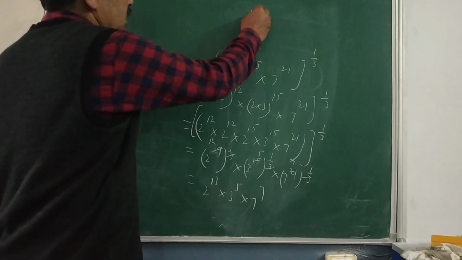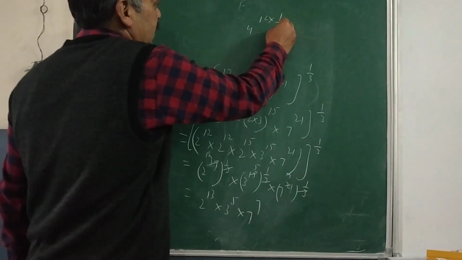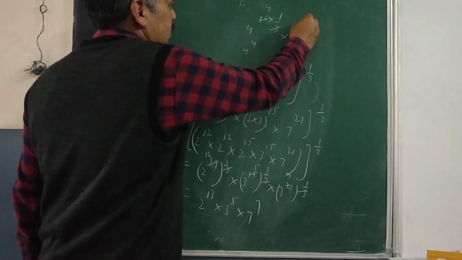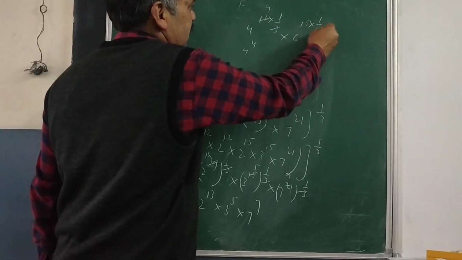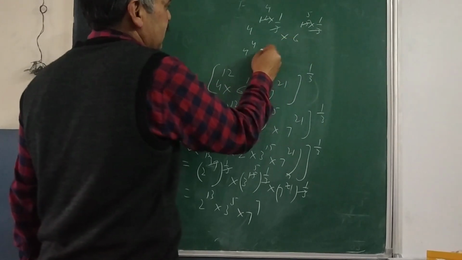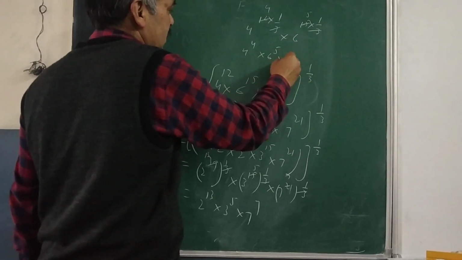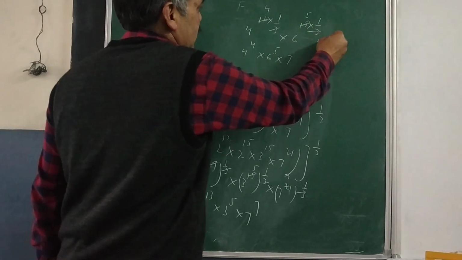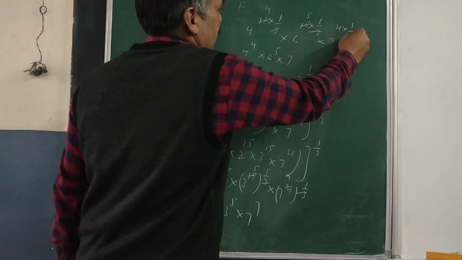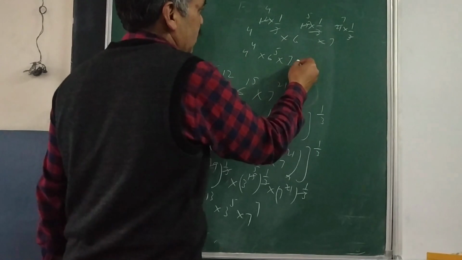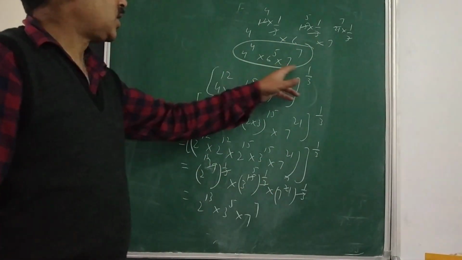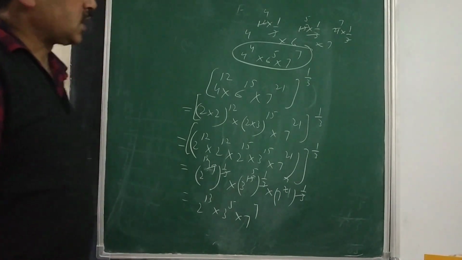You have to simply take 4 raised to the power 12, 1 upon 3. So the power will be 4. 4 raised to the power 4 into 6 raised to the power 15. Again it is, so then the power will be 6 raised to the power 5. Or 7 raised to the power 21 means 21 into 1 upon 3, 7. So your power will be 7. So your key is showing this answer in terms of 4, 6 and 7 only.